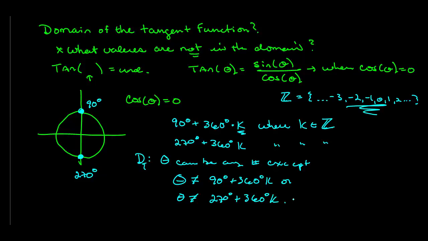If you want to write this in radians, switch your 90 degrees to pi over 2, and switch your 360 to 2 pi. Same thing down here, switch your 270 to 3 pi over 2, and again, switch your 360 to 2 pi.